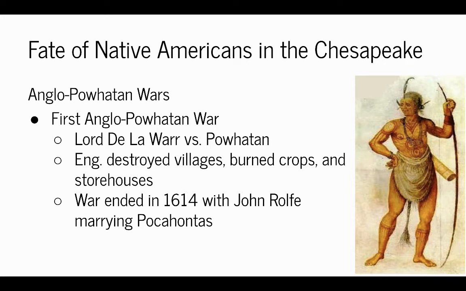Now, the war ended in 1614 with John Rolfe marrying Pocahontas, which was a form of a peace treaty, and it was deemed like the first interracial marriage in Virginia. Now, I said, part of the fun facts would be, what did Disney get wrong, right?